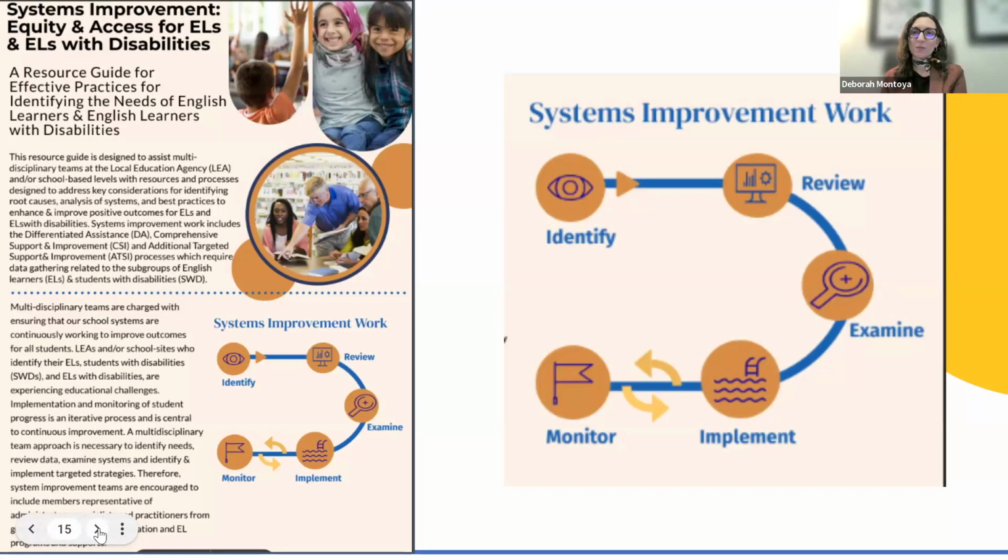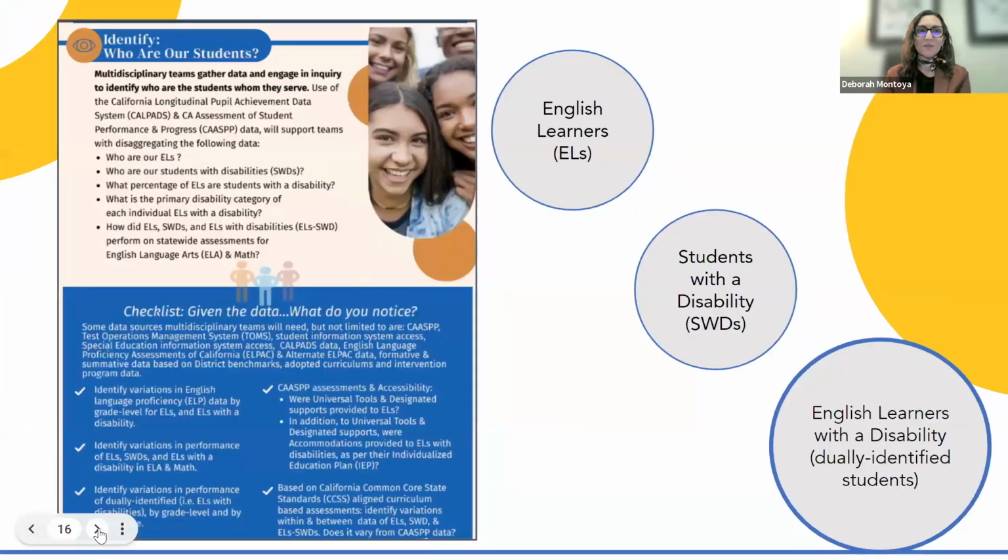So we'll start with systems improvement from the lens of identifying who are our students. The resource takes you through identification of a greater understanding and building common questions together of whom are our English learners? What is the data that's available to you? Do you have access to all of the data points that help you establish a true comprehensive understanding of whom are all of our students? Who are your students with disabilities? Who are your students who are dually identified, students with disabilities, who are also English learners? What does that data look like?